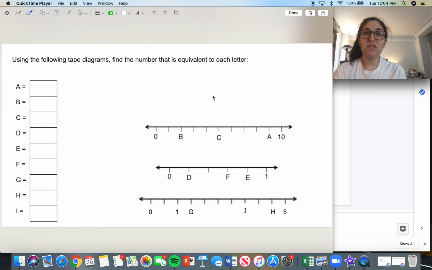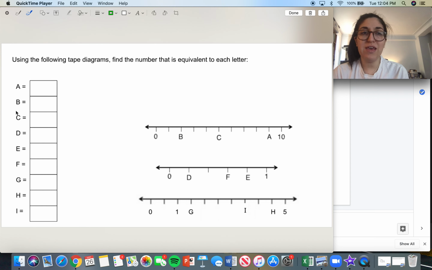So with that, let's get started. We're going to start with just a quick activity to warm up our brains for what graphing is going to look like. As you can see here, we have these three number lines, and your job today is using these tape diagrams. The tape diagrams are the number lines. Your job is to find the number that is equivalent to each letter.